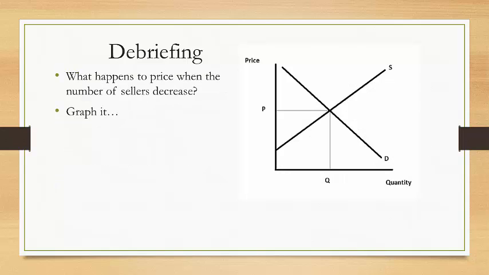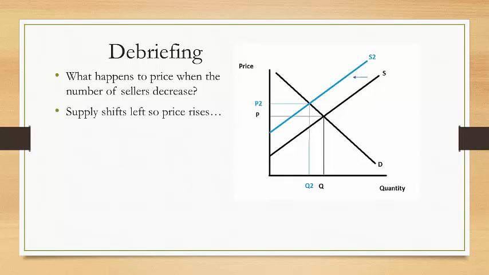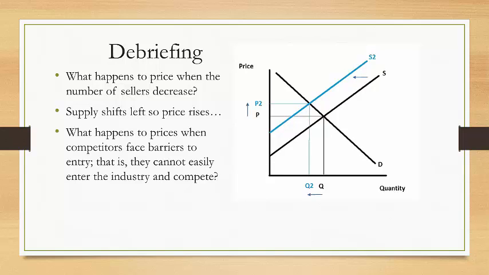Graph what happens when the number of sellers decreases. Remind students that this is a determinant of supply. Therefore, supply decreases and equilibrium price rises while equilibrium quantity decreases.